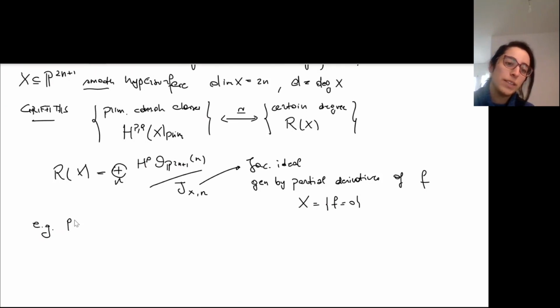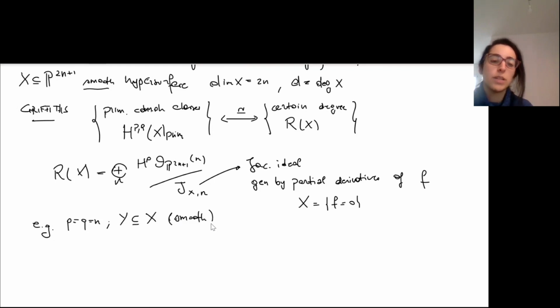So where p = q = n, and I don't want to deal with the Hodge conjecture. I start with something that is algebraic, because not all the classes are, as far as we know, algebraic in general. Of course, it's always true. Algebraic means that it comes from an algebraic subvariety of X. So I start with Y in X, smooth.